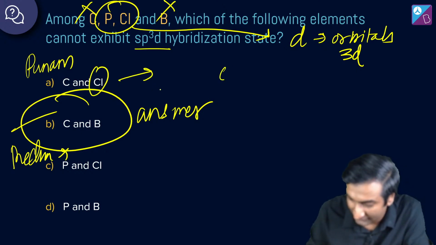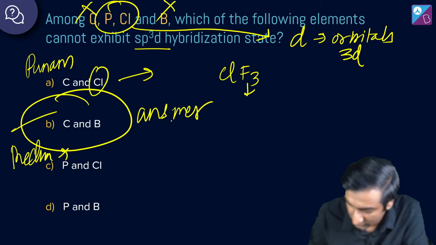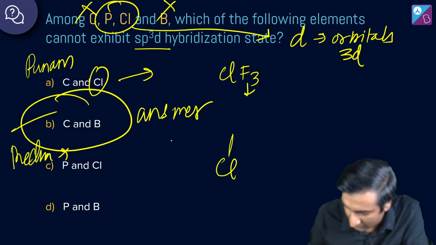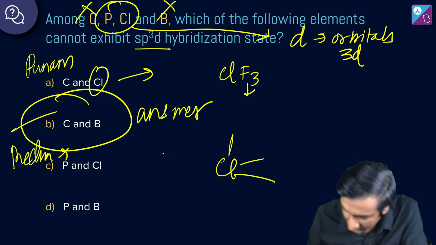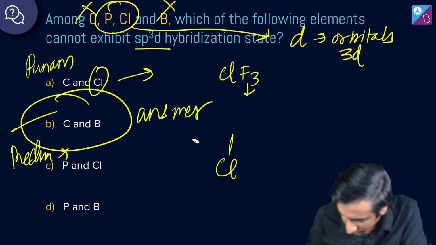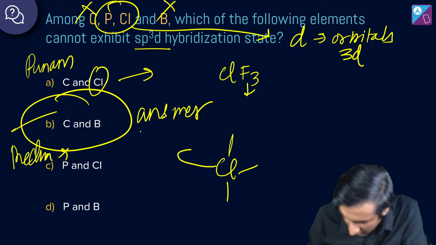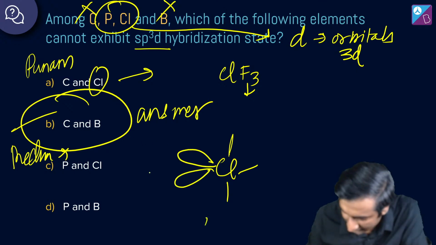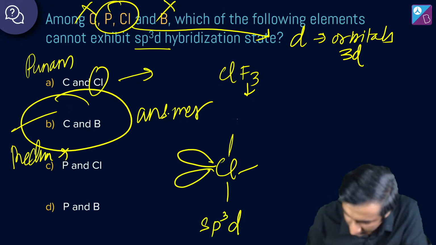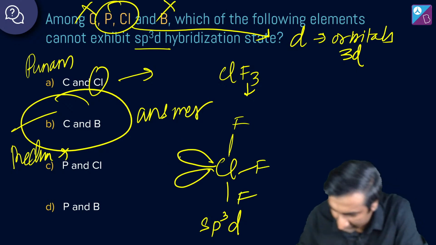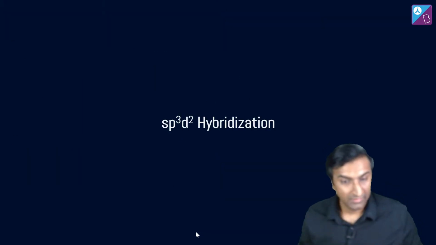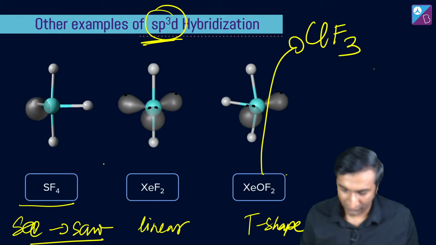And I just showed you ClF3. In fact, it looks like this: Cl, blah, blah, and blah. And here you have, oops, sorry. Look, ClF3, which is sp3d, right? It can form a compound. Anyway, Vaishnavi, good job. B, yes, absolutely.